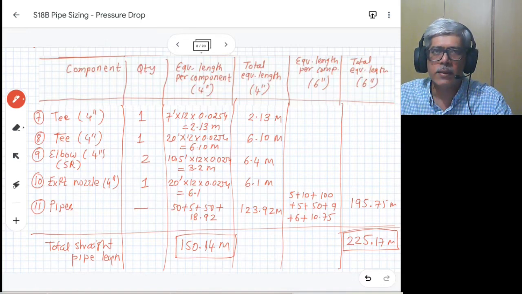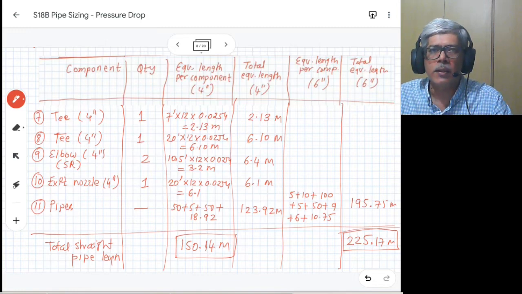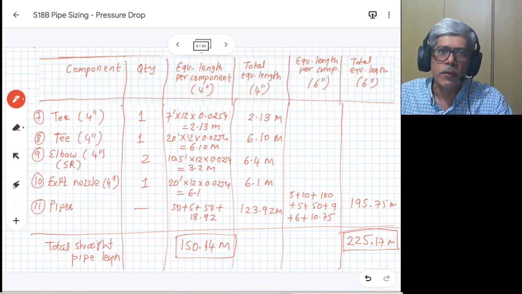Now for each of these straight pipe lengths which we have got here, we'll use Darcy's equation and calculate the frictional pressure drop head corresponding to each of the piping sizes, and then add them together, and you will get the total pressure drop. So let's calculate the pressure drop first for the 4-inch pipeline.